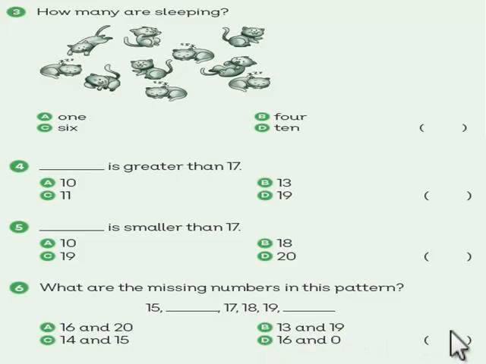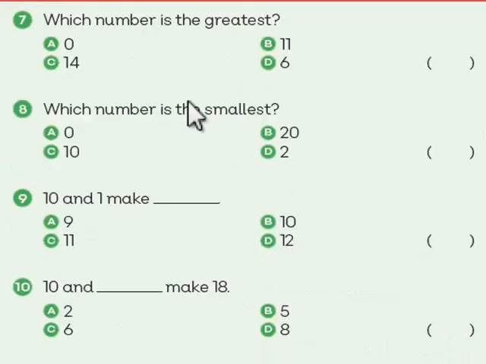Number 7. Which number is the greatest? So look at the number. Which number is bigger or greatest? A, 0, B, 11, C, 14, or D, 6? Okay, write your answer here. Which number is the greatest, bigger number? A, B, C, or D?